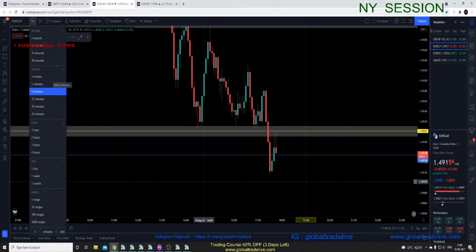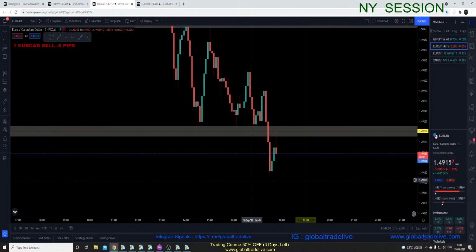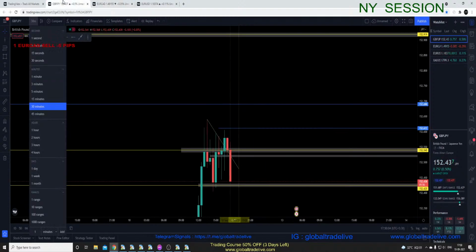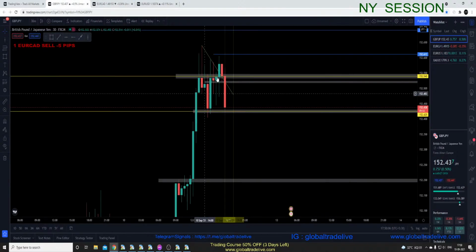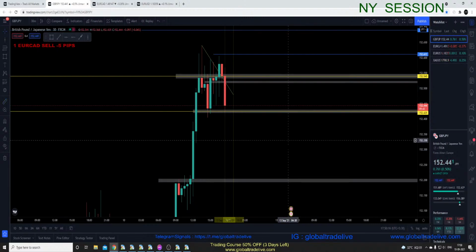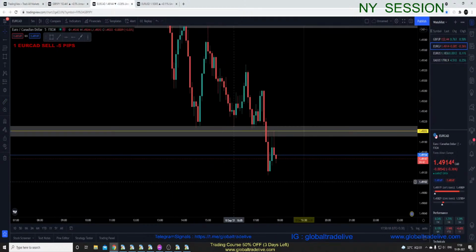Now look, now it's moving down. Oh, again, no wick. There's no wick. GJ, look at here. GBP just made a fake out. Now this candle is moving all the way down. Let's see how this will be moving.